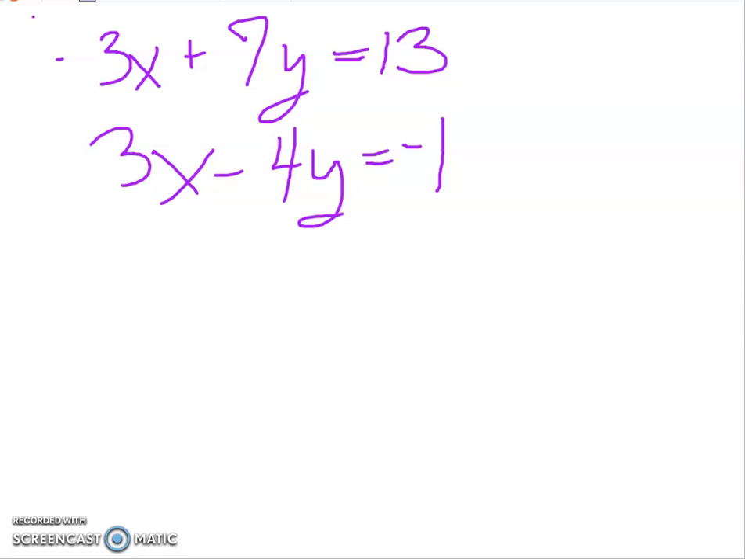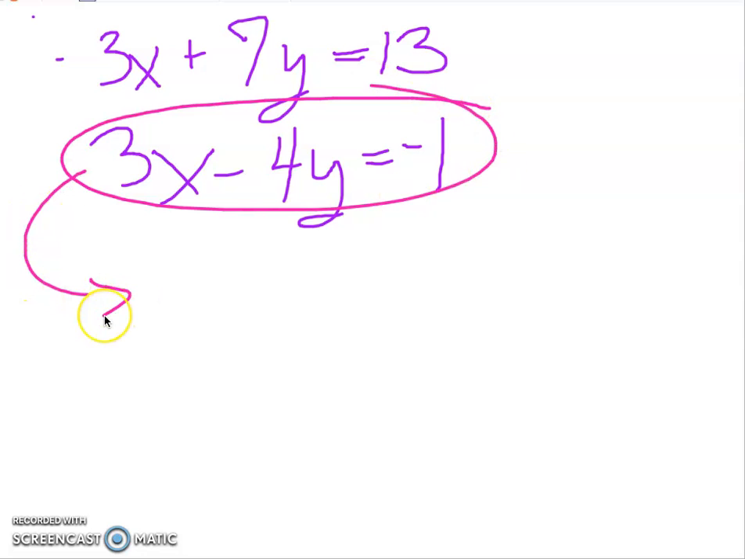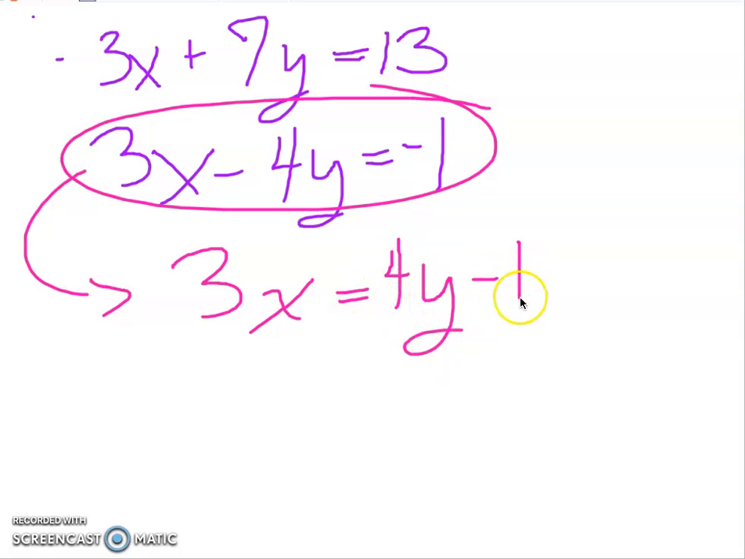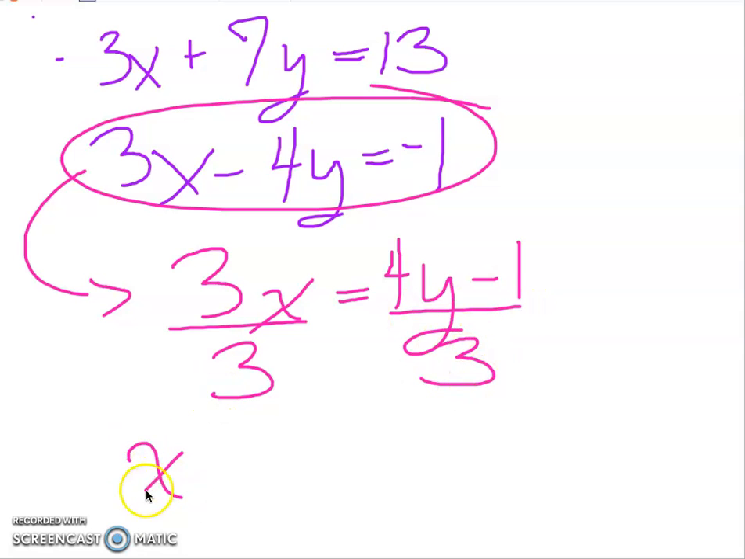All right, so let's use this second equation right here. So we're going to solve for x. So 3x, we're going to move that y to the other side so it becomes 4y minus 1. And we're going to divide by 3. So x equals (4y minus 1) over 3.